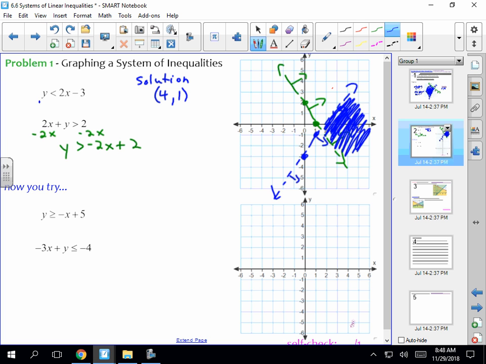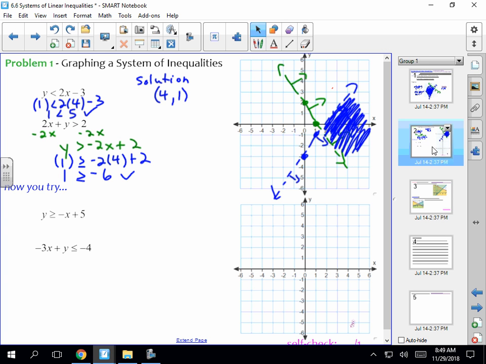If I plug in 1 here and 4 here, 1 is less than 8 minus 3, which is 5. That's true. If I plug in 1 here and 4 here, 1 is greater than or equal to -8 plus 2, which is -6. So that checks out. So (4, 1) is a solution to that. We just checked it. Why don't you try the one below?